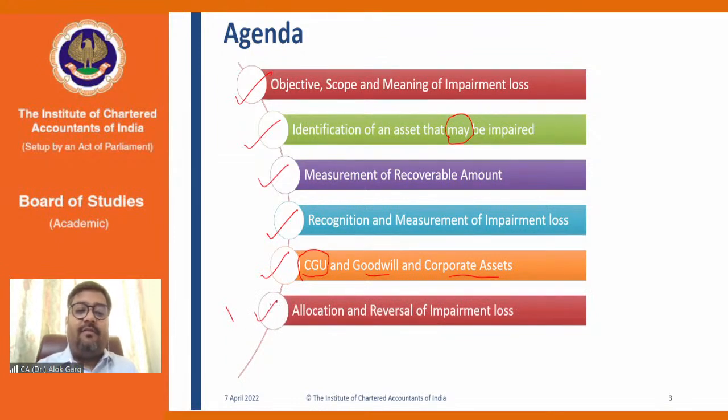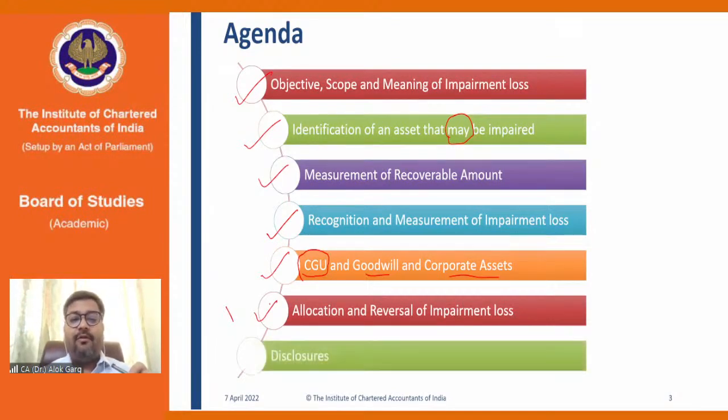Allocation and reversal of impairment loss. This standard also provides guidance how to allocate an impairment loss in case of a group of assets. If there is an impairment in the group of assets, how to allocate this impairment in the group of assets, and when an impairment loss can be reversed, right? And of course, last but not the least, disclosures are there. We'll not talk about disclosure, but yes, I have carried disclosure in my PowerPoint presentation. So guys, agenda is clear. We'll talk about what is impairment loss.